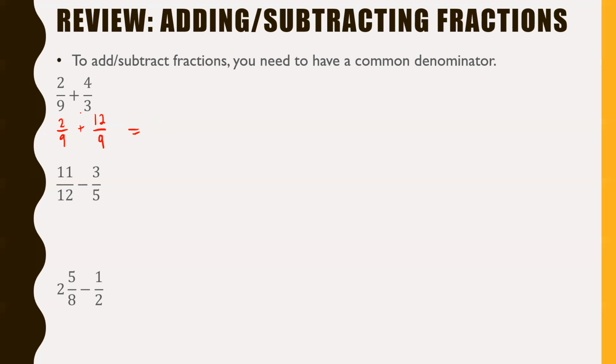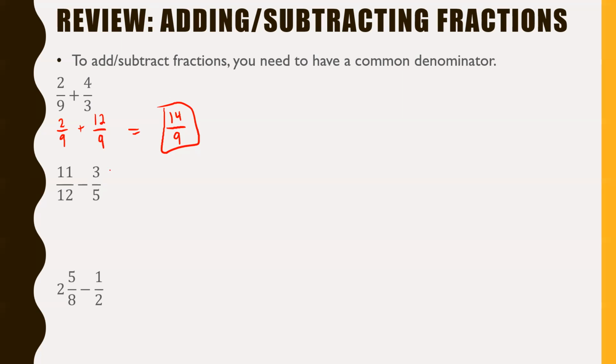Now that they have the same denominator, you can just add the numerators. So 12 plus 2, or 2 plus 12, is 14. When you add together fractions, the denominator does not change. So it's 14/9. And that's it. That's all there is to that. Not too bad, as long as you understand how to change the denominator to be the same as the other one.